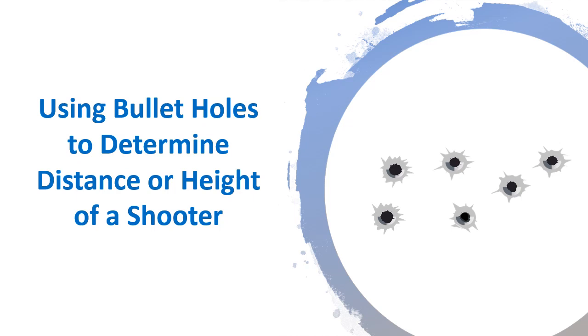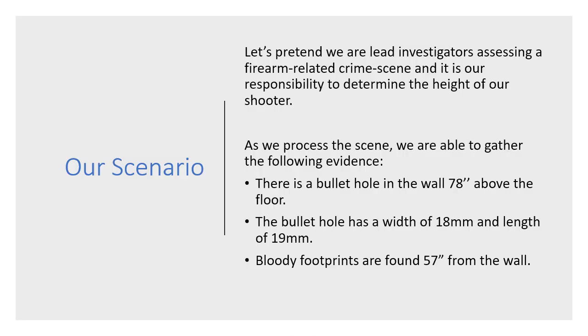Hello. In this video, you are going to learn how to use bullet holes to determine the distance or the height of a shooter. In our hypothetical scenario, we are going to pretend that we have found a bullet hole in the wall, which is about 78 inches above the floor.